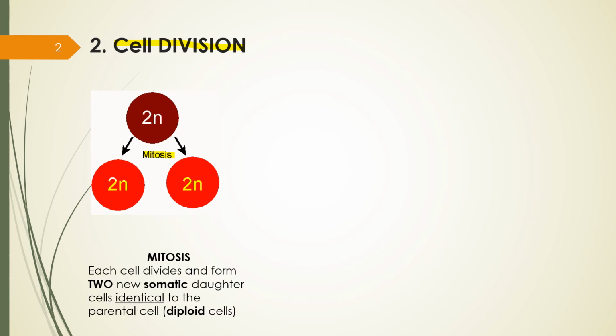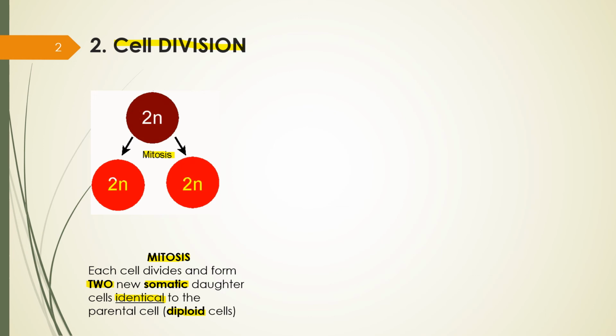So, mitosis. Each mother cell divides and forms two somatic cells. So, what's somatic? Somatic is the cells of your body. Any cell of your body except the sexual cells, your gametes, okay? Each cell that divides forms two somatic cells that are identical to the mother cell or to the parent cell. So we call them diploid cells because they keep the same number of chromosomes.